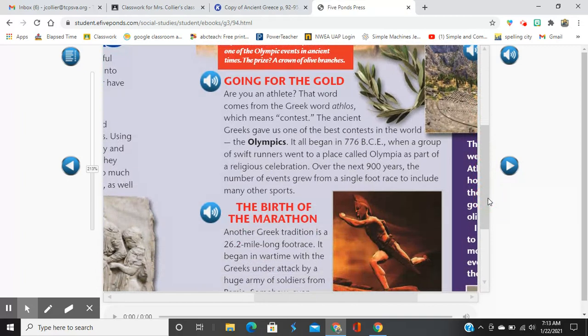Going for the gold. Are you an athlete? The word comes from the Greek word athlos, which means contest. The ancient Greeks gave us one of the best contests in the world, the Olympics. It all began in 776 BCE, before Common Era, when a group of swift runners went to a place called Olympia as part of a religious celebration. Over the next 900 years, the number of events grew from a single foot race to include many other sports.